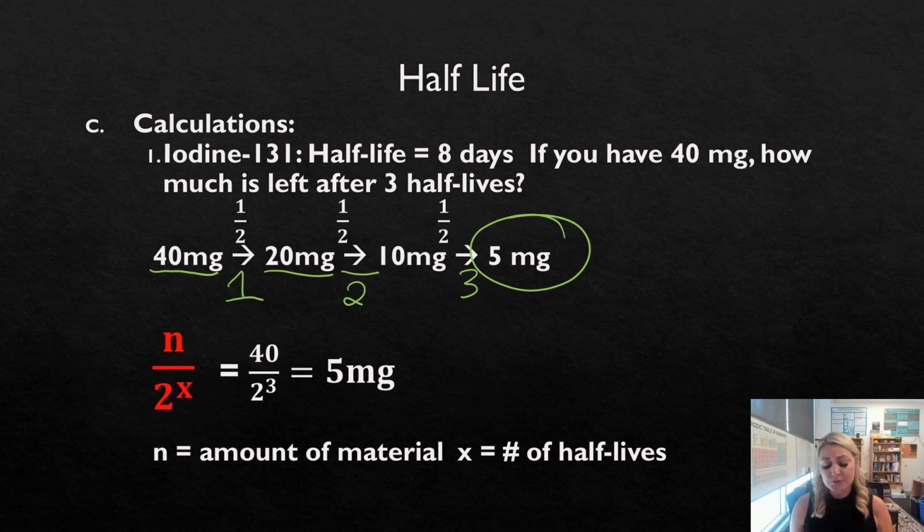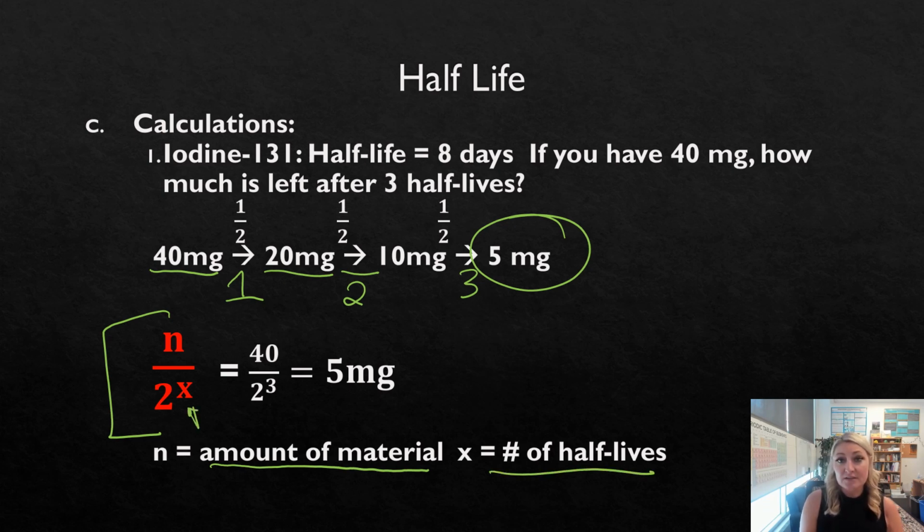So when you're faced with a calculation where you're like, man, that's way too many half-lives to just do manually by dividing by 2, you're going to use this equation where n is your amount of material and x is the number of half-lives. So in the sample problem that we just did, 40 milligrams is our amount of material, and we are going to divide that by 2 raised to the number of half-lives, which is 3, and you should get the same answer for that. Remember to use parentheses when you are putting this into your calculator. Very important to always use parentheses.